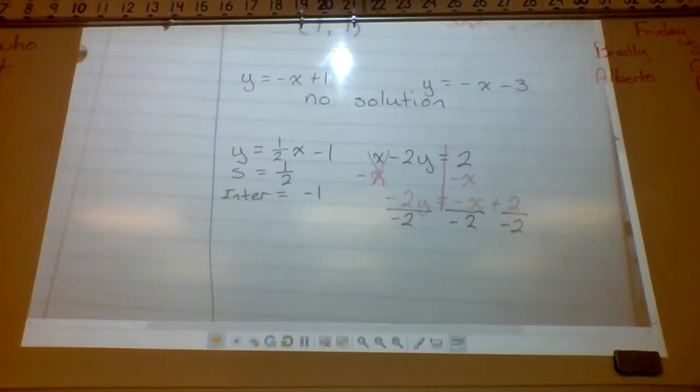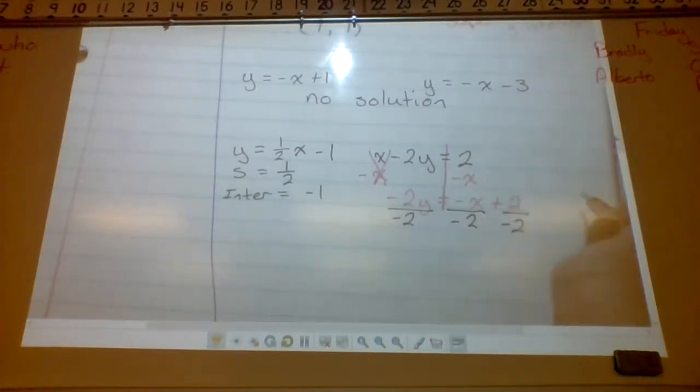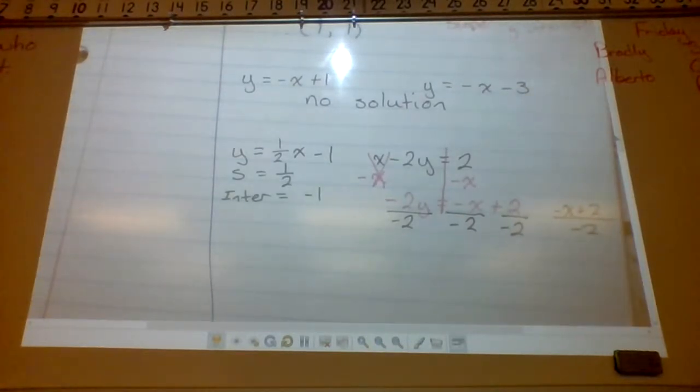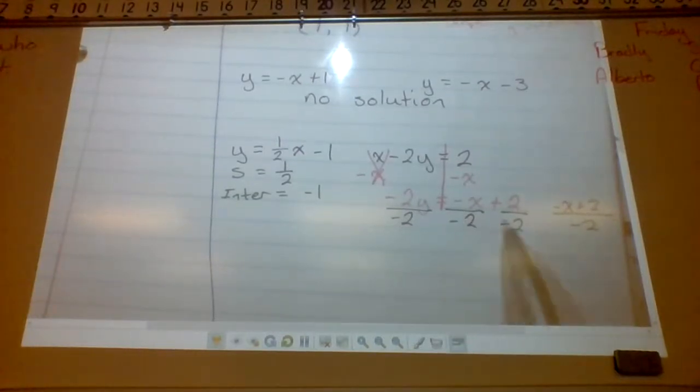You have to do it this way. That way you get your slope and your y-intercept. If you just put one big line and you had negative x plus 2 all divided by negative 2, what's your slope? And what's your y-intercept? A different one. You can't figure it out. If you break it apart, because this is dividing both of them, now you can get it.